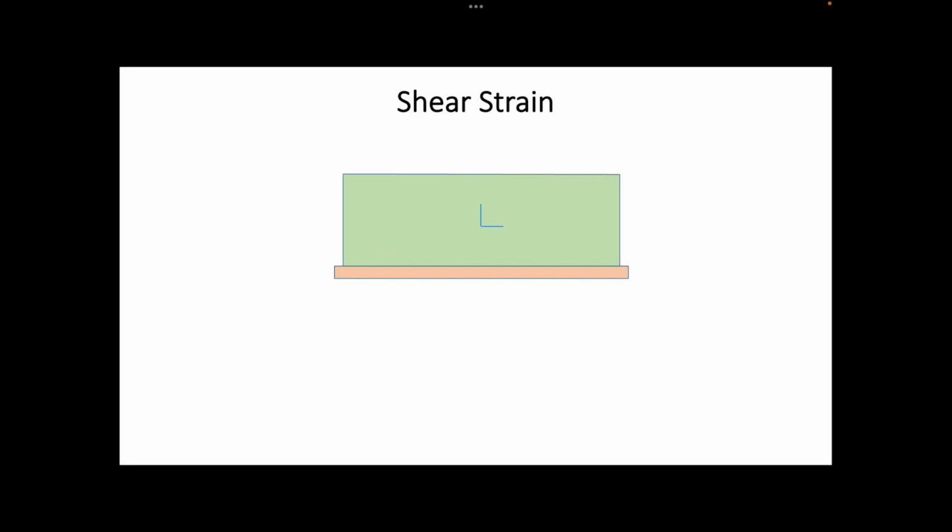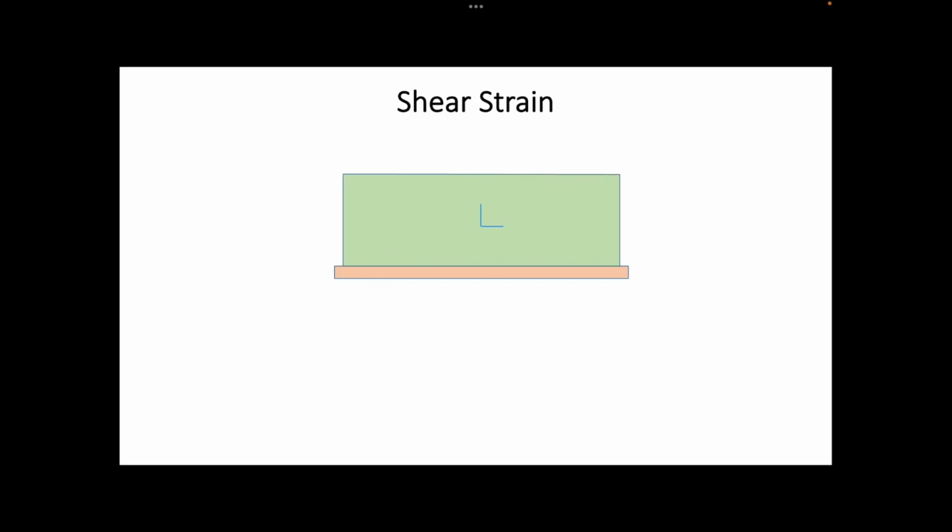As we saw earlier, deformation not only causes line segments to elongate or contract, it also causes them to change direction. So if we consider two line segments that are originally perpendicular to one another, then the change in the angle that occurs between them due to deformation is referred to as shear strain. This angle is denoted by the Greek letter gamma and is always measured in radians, which are also dimensionless.